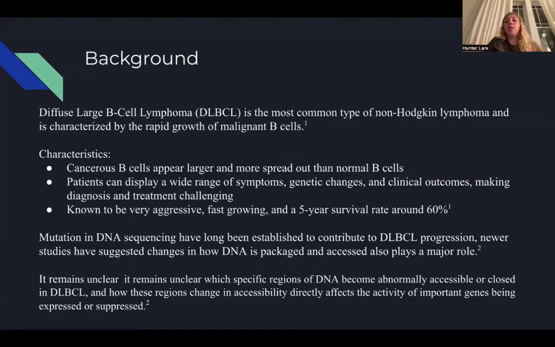DLBCL is the most common type of non-Hodgkin lymphoma. It's very aggressive, it grows quickly, and it has a 5-year survival rate of about 60%. Malignant B cells are larger and more dispersed than normal, and patients often present with a wide range of symptoms, which makes it difficult to diagnose, and it also makes treatment very challenging.